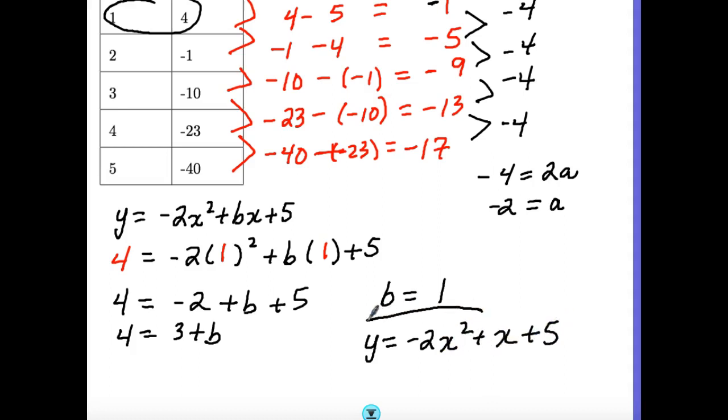Okay, so that is how you write equations from a table of values. We stuck with quadratics here, but it works similarly with linear equations and cubics.